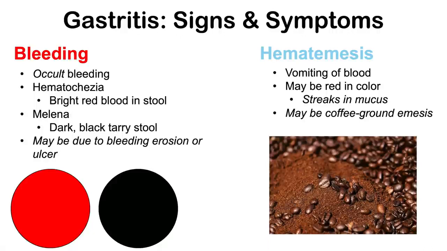This is where there is some blood that has been digested by the stomach a little bit, and then it gets vomited up, and it looks like coffee grounds. So either it can be red in coloration, a little bit that may be noted in some mucus, or it can be this coffee ground emesis. It looks like coffee grounds in the vomit, so that can also occur with gastritis as well. And again, this hematemesis is going to be due to a bleeding ulcer or erosion.